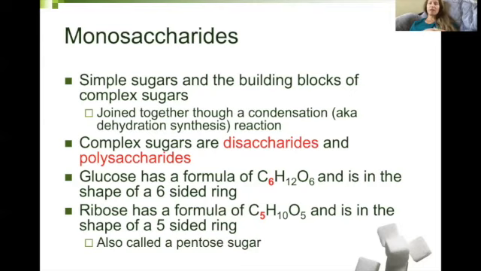Ribose is another one of our simple sugars. It has a formula of C5H10O5. It's a five-sided sugar. We call these pentose sugars. So ribose is a pentose sugar. Glucose is a hexose sugar.